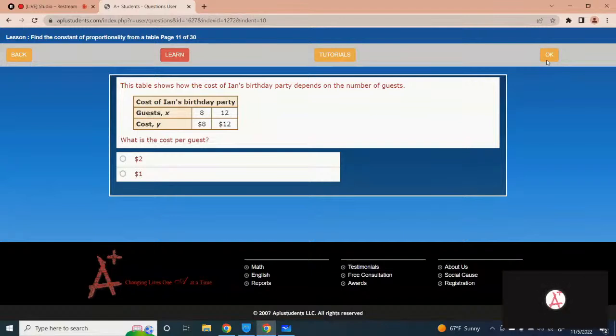Okay, the table shows how the cost of Eon's birthday party depends on the number of guests. So it would be y by x. So it would be 8 over 8 is 1. So the correct option is 1.